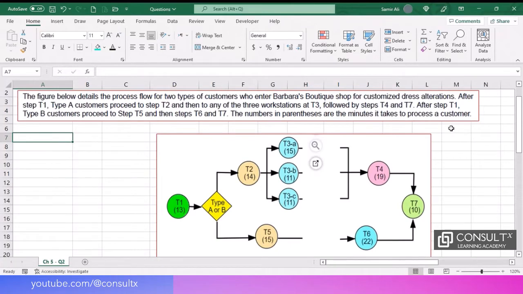For type B customers, after step T1, they proceed to step T5 and then T6 and T7. So type B, it's the flow at the bottom, T1, then they go to T5, T6, and T7. The numbers in parentheses are the minutes it takes to process a customer. So these numbers over here, like in T5, it takes 15 minutes to process a customer. In T1, it takes 13 minutes to process a customer, and so on.